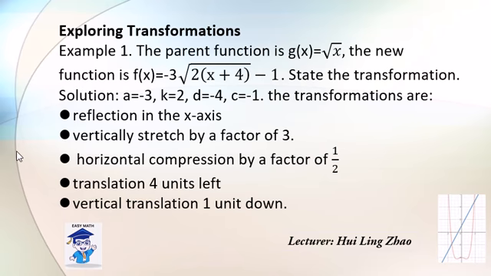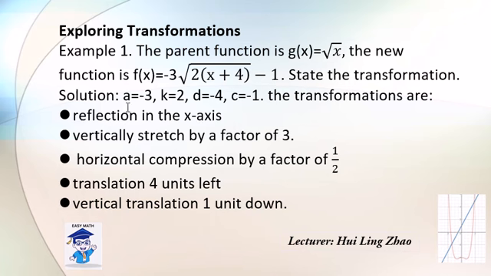For example 1, the parent function is g(x) equals the square root of x. The new function is f(x) equals negative 3 times the square root of 2(x plus 4) minus 1. State the transformations.